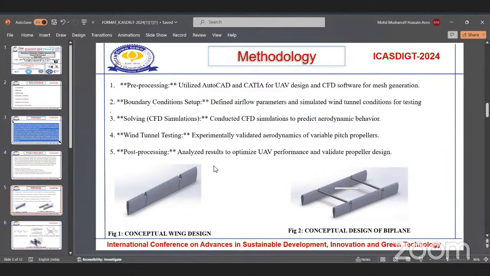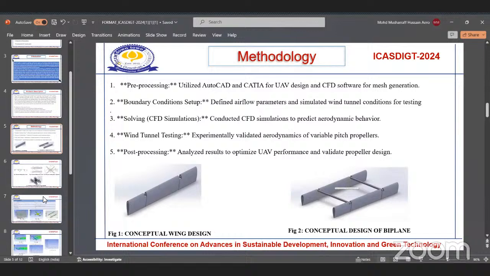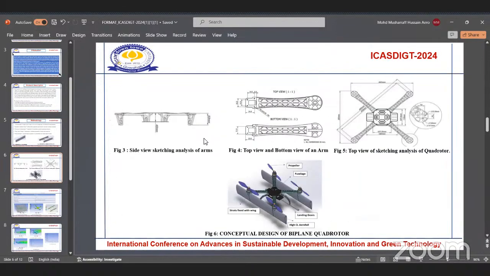The first one is a single wing, which we first decided on. After that, we added two bars. This is called a biplane wing. In between the biplane wings, we are attaching a quad rotor. Ma'am, this is the AutoCAD and CATIA design. In the first figure 3, we can see the side view, top view and bottom view, and this is the whole quadcopter view. And ma'am, this is our final design, the biplane quadcopter. This is called the biplane quadrotor. It has 2 wings and 4 propellers.